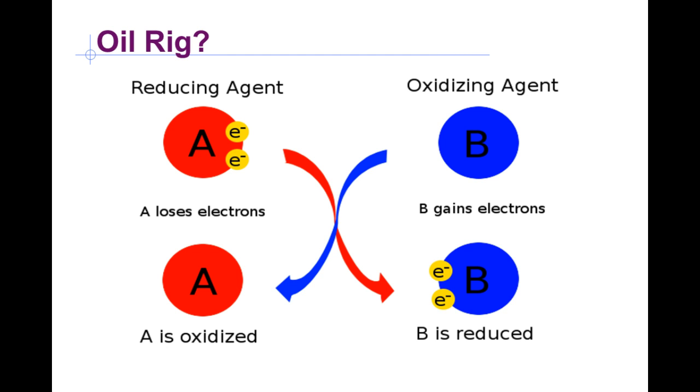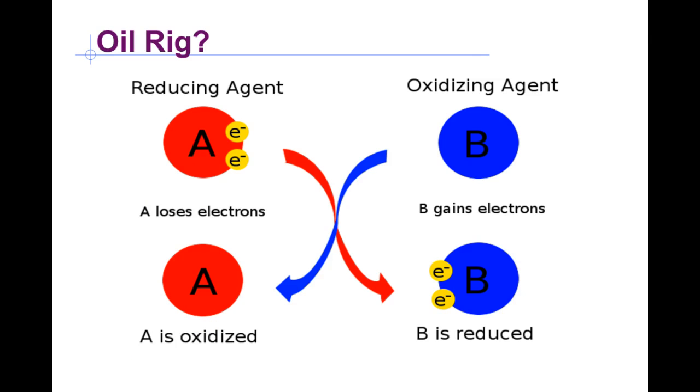Now, the substance responsible for the loss of these electrons is called the oxidizing agent. In this case, it was substance B. So substance B was responsible for stripping these two electrons from this reducing agent and oxidizing A. That's why this blue line is pointing down here, because B stripped these electrons and A became oxidized.